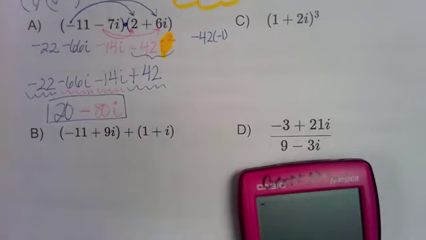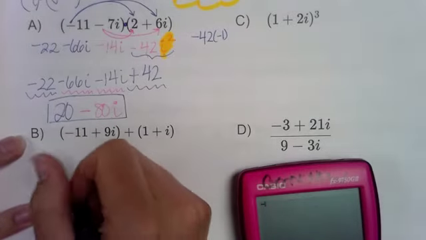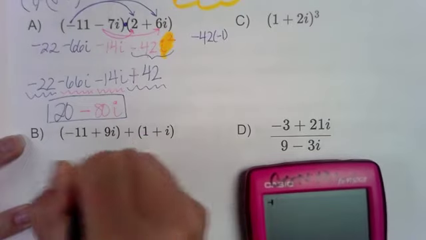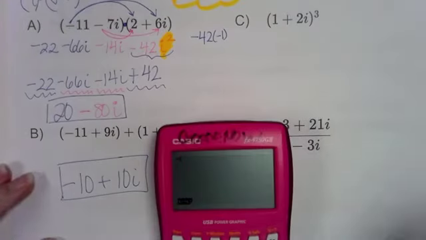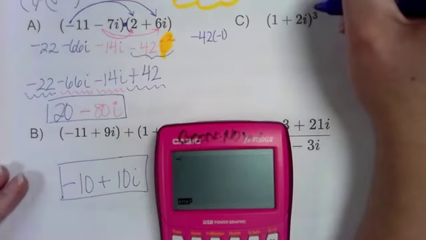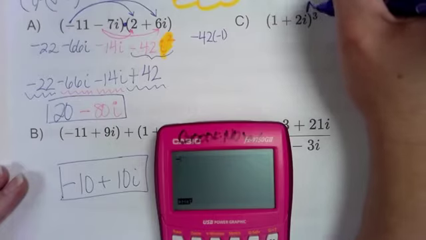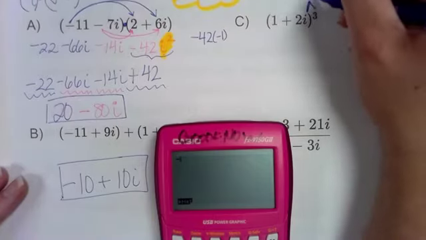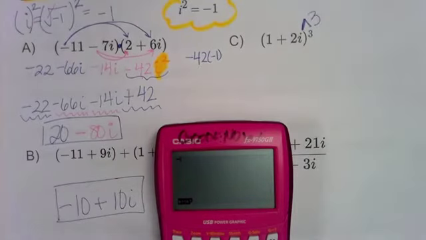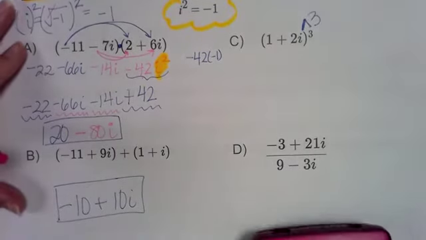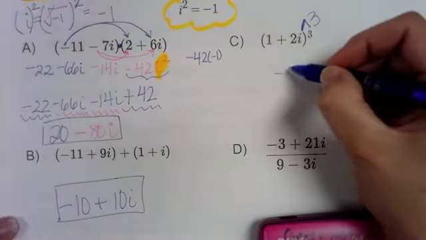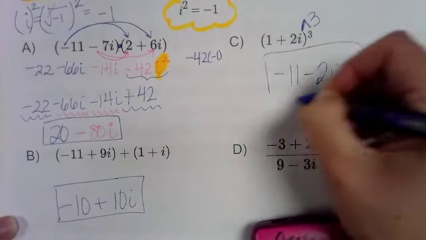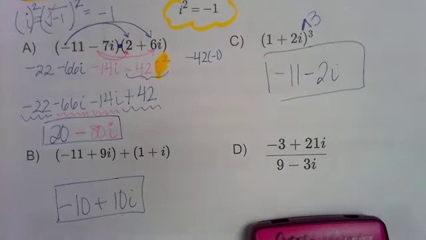All right, ladies and gentlemen, what did you get for B? Good. Negative 10 plus 10i. Very good. How do you get the power of 3 on letter C? Caret. Yes, there's that little caret symbol, the little arrow thing. Caret 3 there. All the calculators have that little caret 3. And what do you get for letter C? Good. Negative 11 minus 2i. Very, very good.